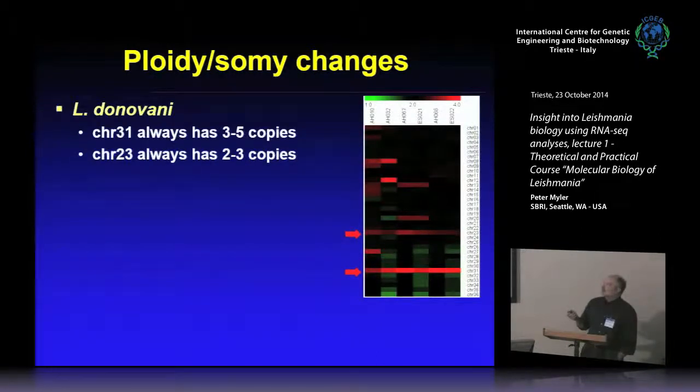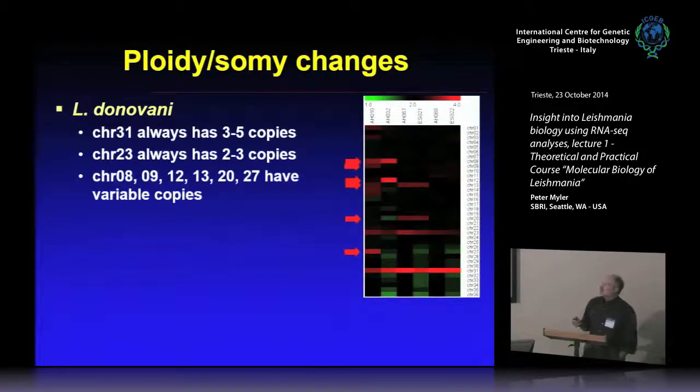Chromosome 23 in the isolates of donovani that we looked at always had 2 to 3 copies, and it was usually not exactly 3, it was usually between 2 and 3. That meant that in that particular isolate, some of the cells had 2 copies and the others had 3. Sometimes you can find isolates that only have 2 copies, but often chromosome 23 has a third copy. These chromosomes here have different copy numbers in different strains. So the take-home message here is that you see a lot of aneuploidy depending on which strain you're looking at.